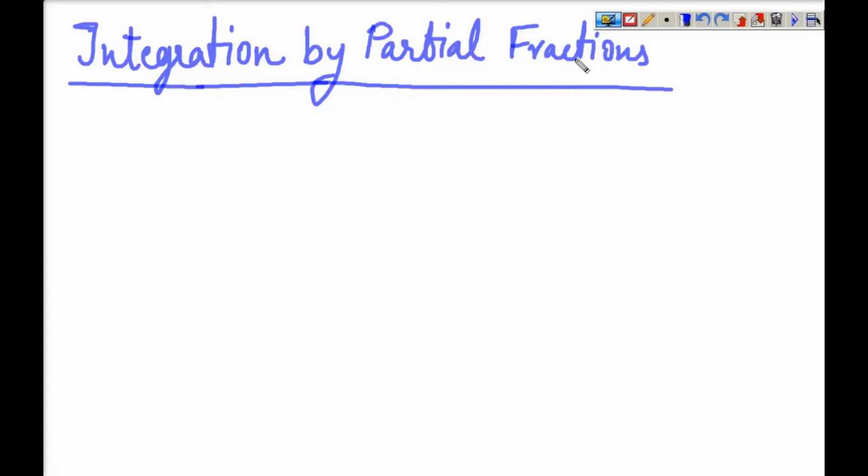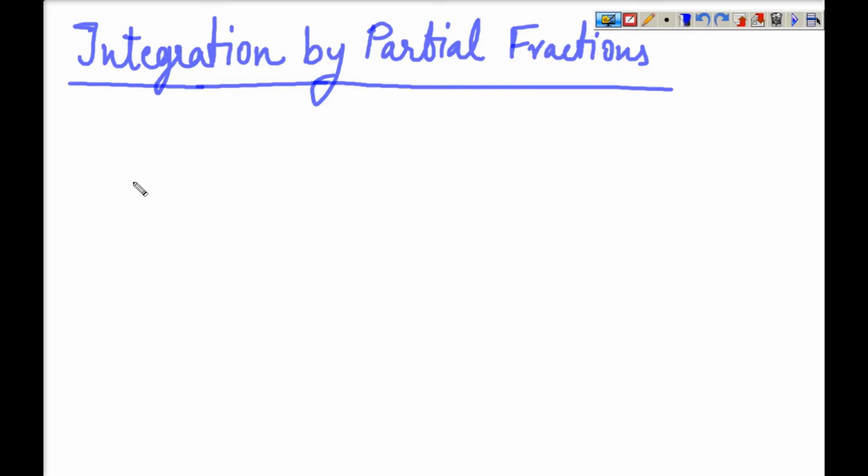So in the last video we were talking about methods of integration and we discussed the method of substitution. So in this video I'm going to talk about integration by partial fractions. So first let's understand what partial fractions are.